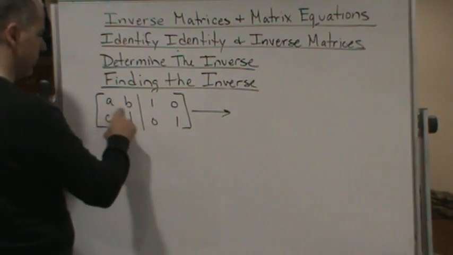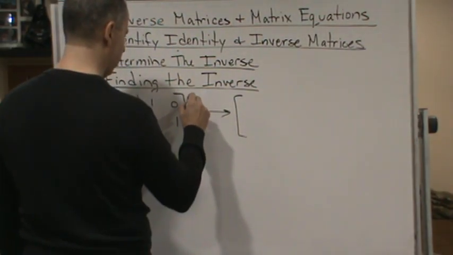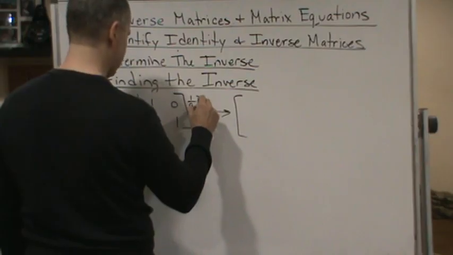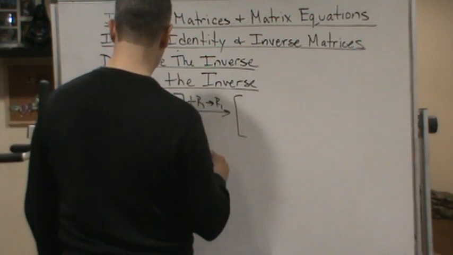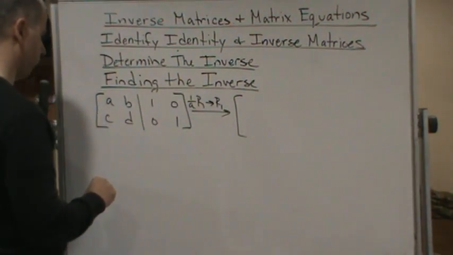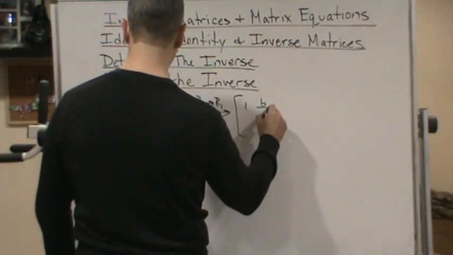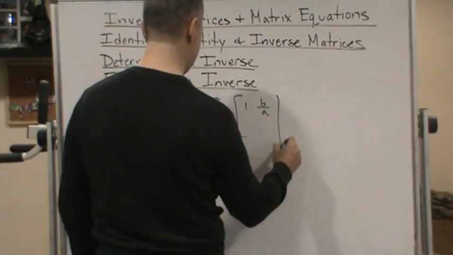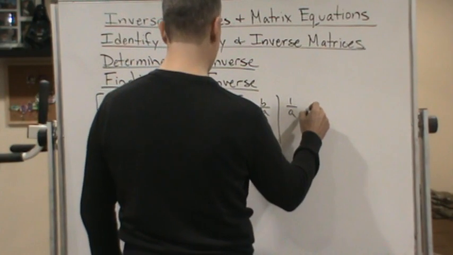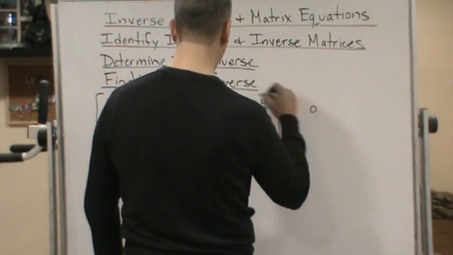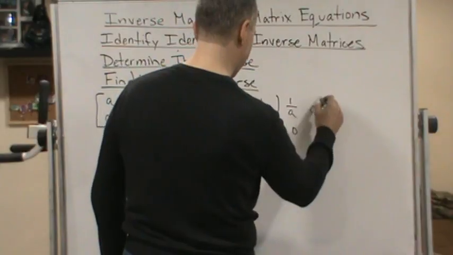So we want to divide this whole thing by A to make this 1, right? So we're going to go 1 over A times row 1, replace row 1. Okay, so that's going to give us 1, B over A, 1 over A, 0, and then this is going to be C, D, 0, 1.